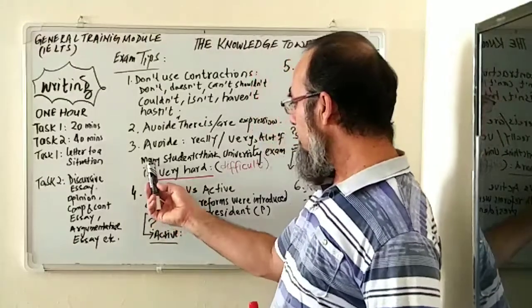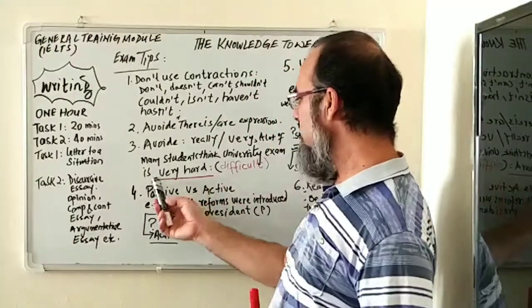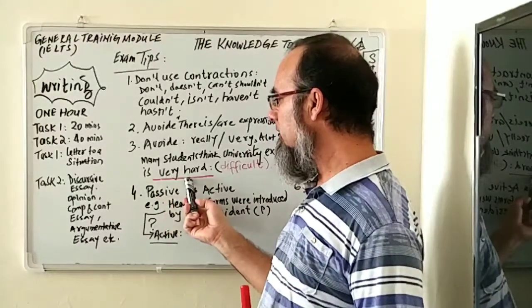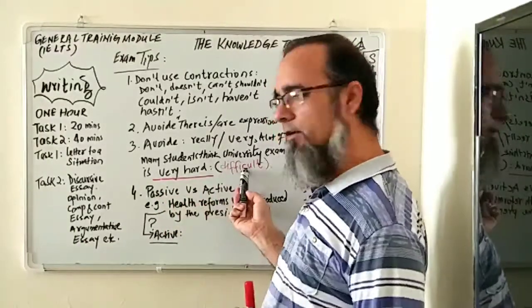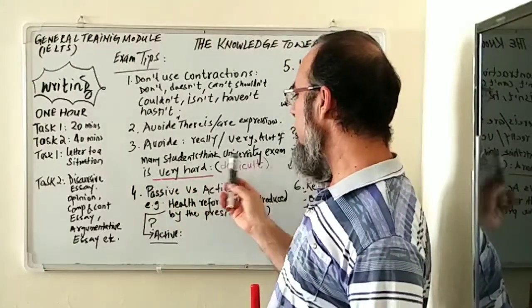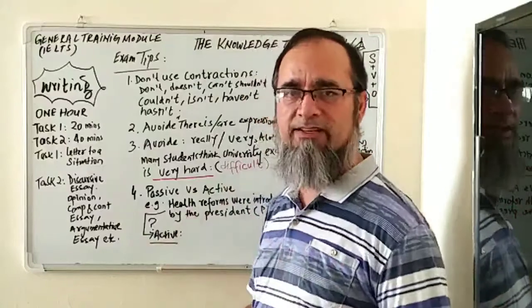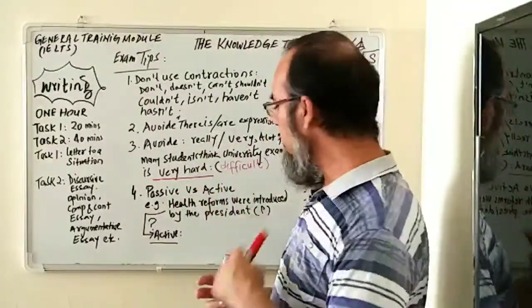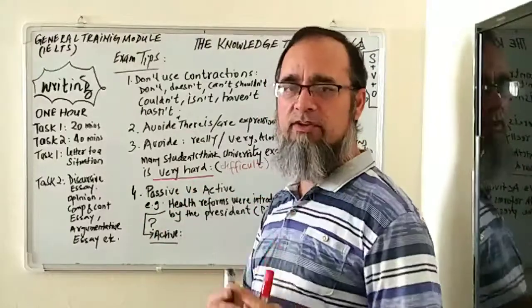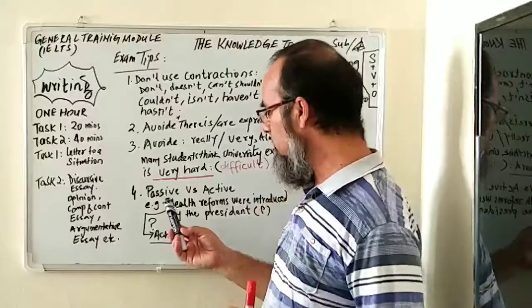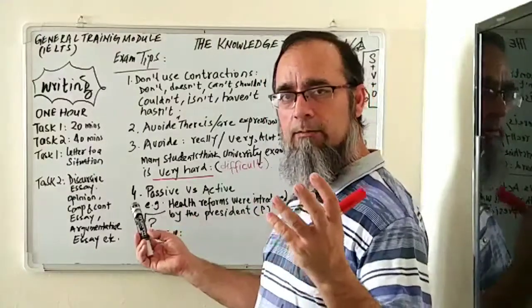Now, as I'm saying, "Many students think university exam is very hard." Here "very" is used. Now you can replace this "very hard." Very hard means difficult. So we can say that "Many students think university exam is difficult." That is a much better expression than "very hard" or "really think." So these are weak expressions. Try to make strong expressions in your writing module.